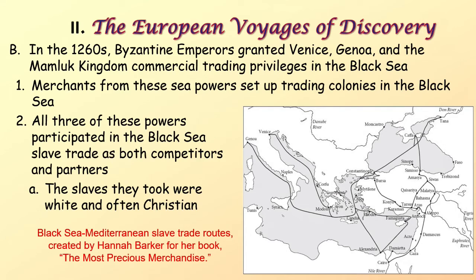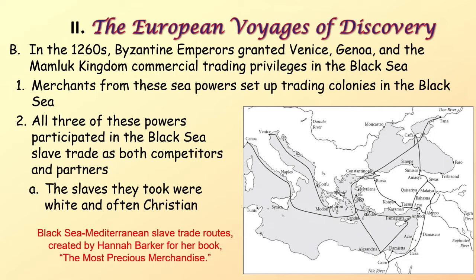In the 1260s, Byzantine emperors granted Venice, Genoa, and the Mamluk Kingdom commercial trading privileges in the Black Sea. And there's a map right here, and it's not labeled very well. The seas aren't labeled, lots of cities on it, but that kind of big sea right there on the upper right, that's the Black Sea. And then, of course, that really big one down below, that's the Mediterranean.